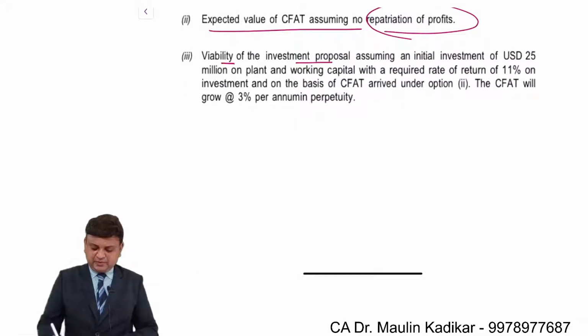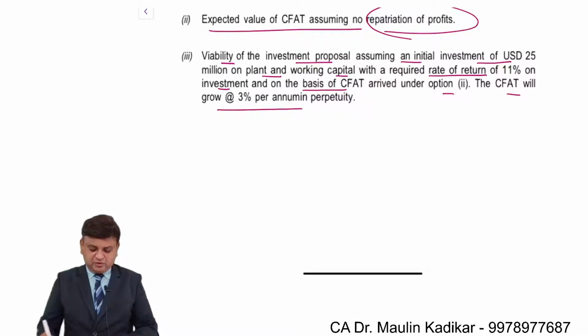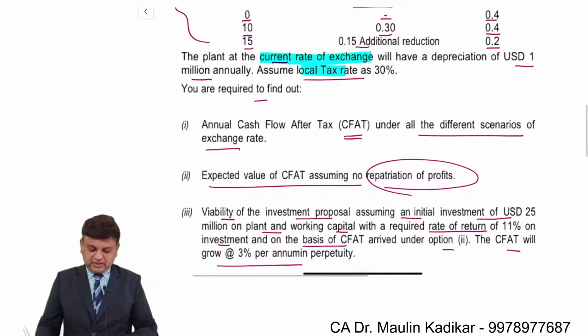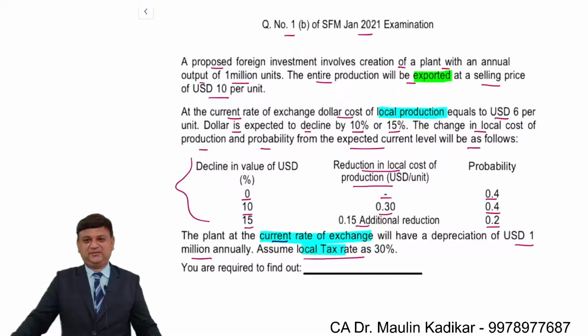Then, for the variability of the investment proposal, assume an investment of $25 million on the plant, and working capital will be required at the rate of 11% on investment. On the basis of the CFAT arrived at in the second option, the CFAT will grow at the rate of 3% per annum for perpetuity. This information is given to us. Based on this, we are required to evaluate the foreign investment.